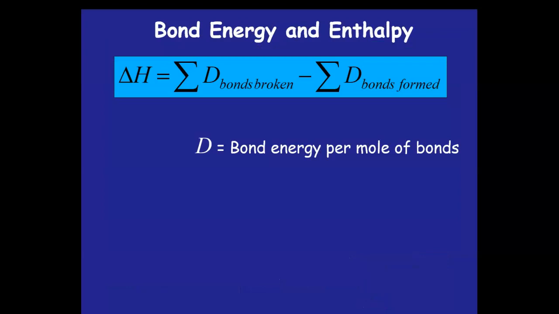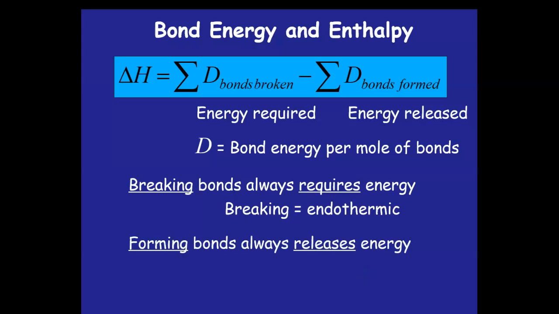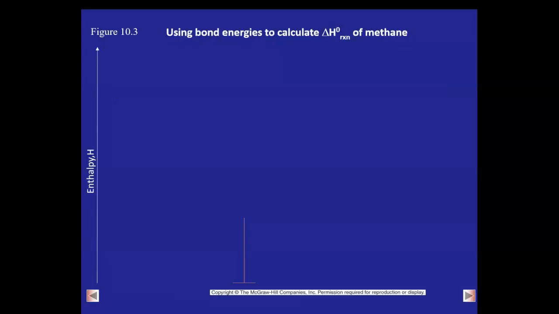So let's see if we can, as one last thing, go from these bond energies to the enthalpy of reactions. And the bond energy, D, is the bond energy per mole of bonds. The energy is required to break bonds and is given back when bonds are formed. Breaking bonds then always requires energy. Breaking bonds would be an endothermic process, and forming bonds will always release energy. That would be an exothermic process. Very much worth remembering.